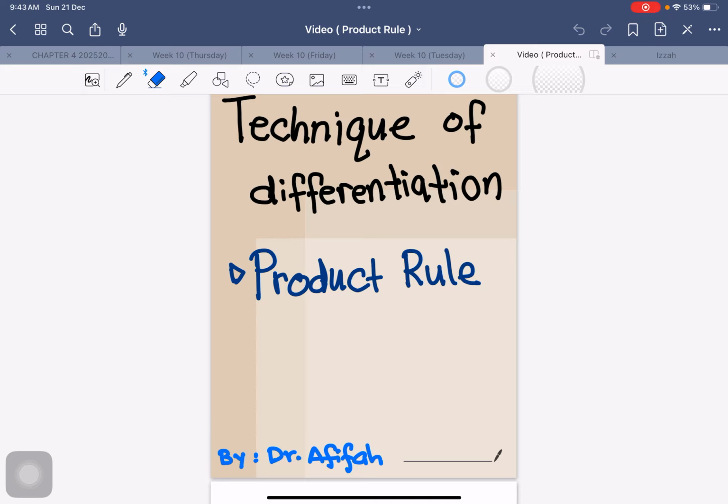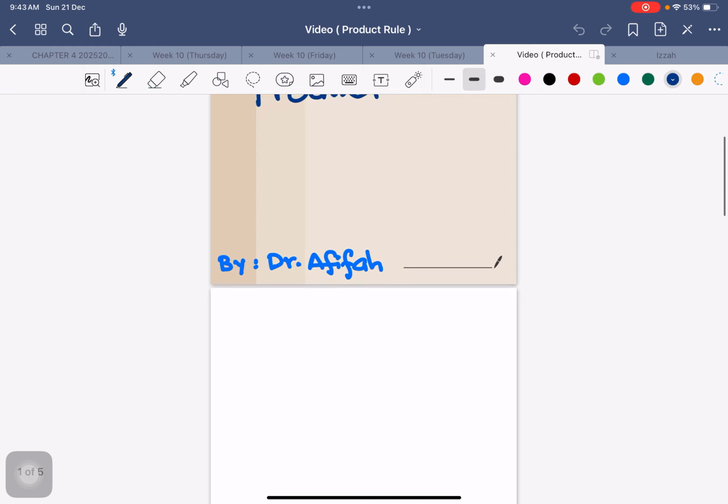So when do we need product rule, or when do we need technique of differentiation? Technique of differentiation is needed when we cannot differentiate the function directly. There are situations where we need a technique of differentiation. So, the first technique is product rule.